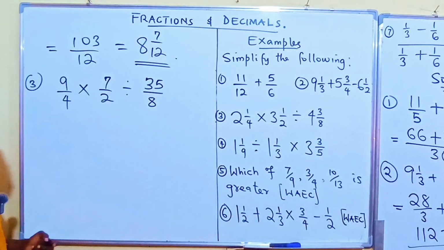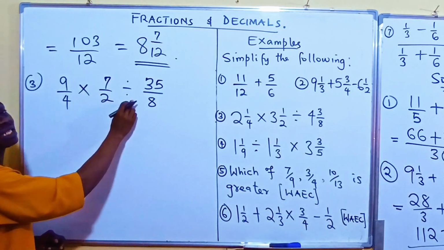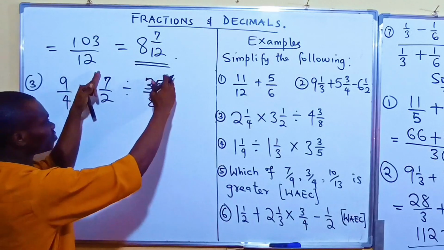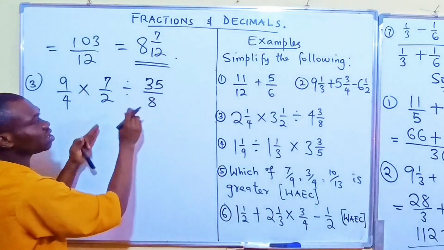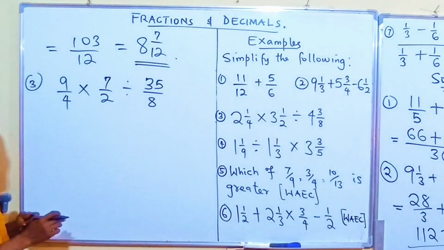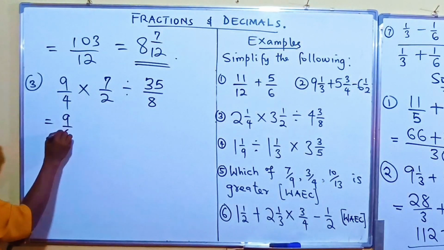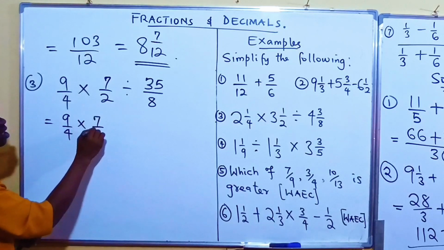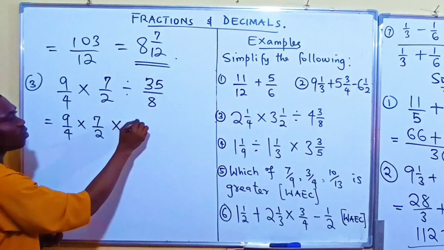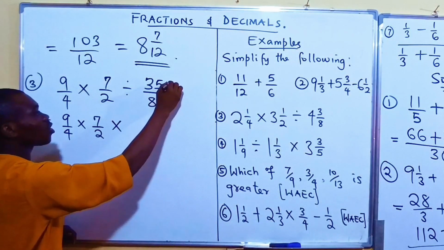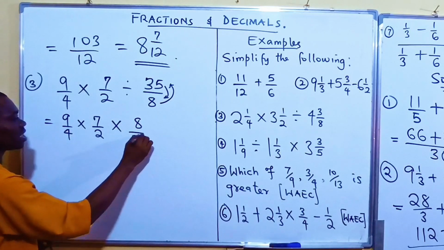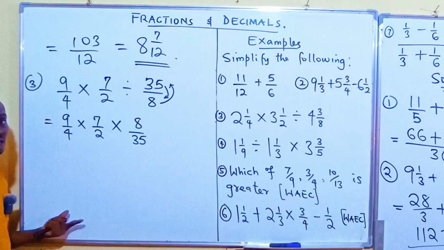Once you have multiplication, or let's even say division, present in your fraction, like I said, you're expected to do this one first. In doing this, all you need to do is to change the sign from division to multiplication. That is going to give us 9 over 4 times 7 over 2. When we change this to multiplication, this one will come up and this one will come down, and that will give us 8 all over 35. And then it makes the work much easier.